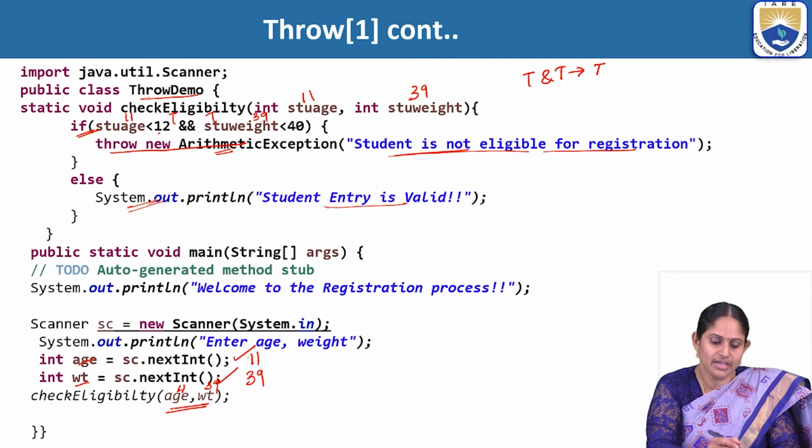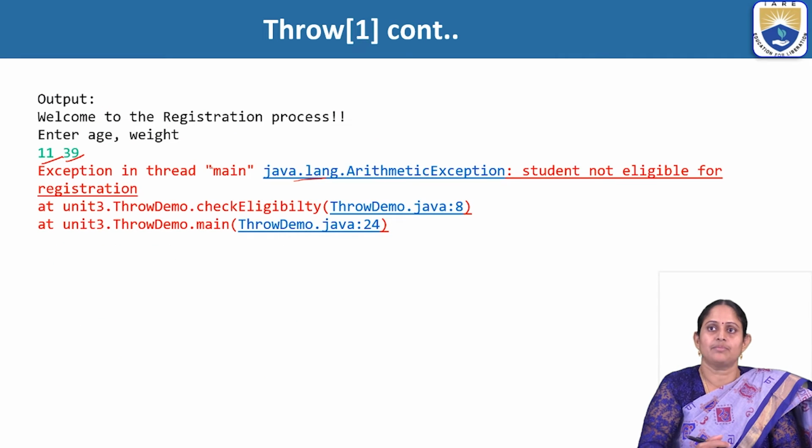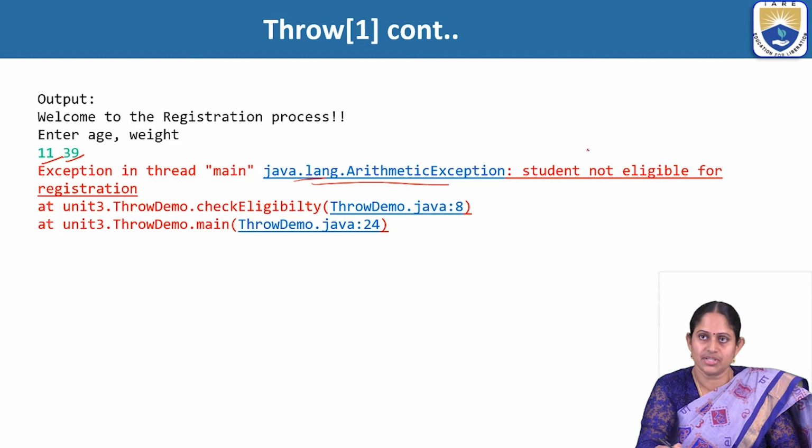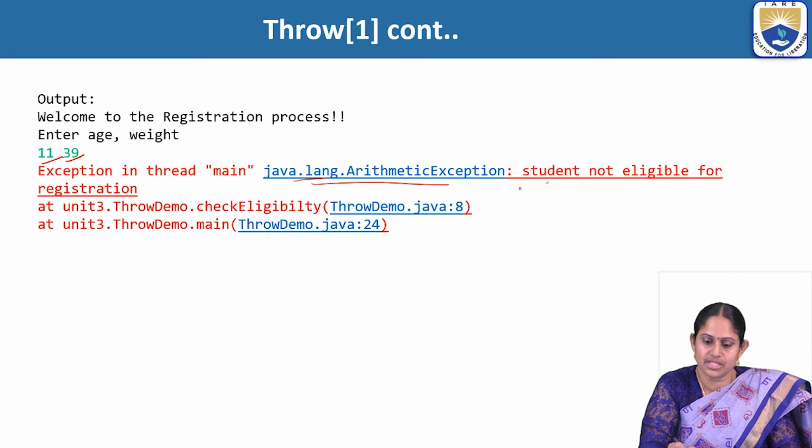Since here we don't have any proper handling, there is no handling of the exception being thrown, so it will disrupt the program. So we get the error like this. It is an arithmetic exception, and this message, "student is not eligible for registration," is obtained here.